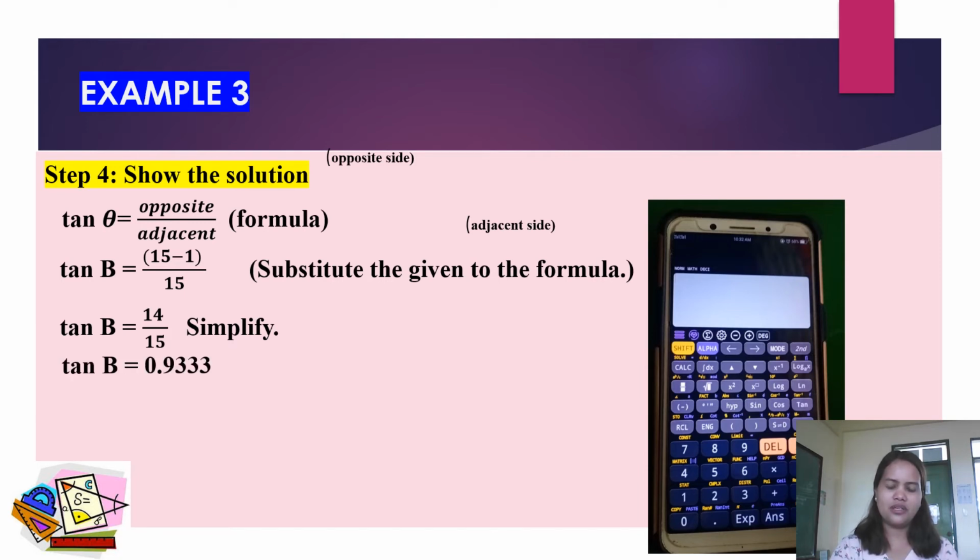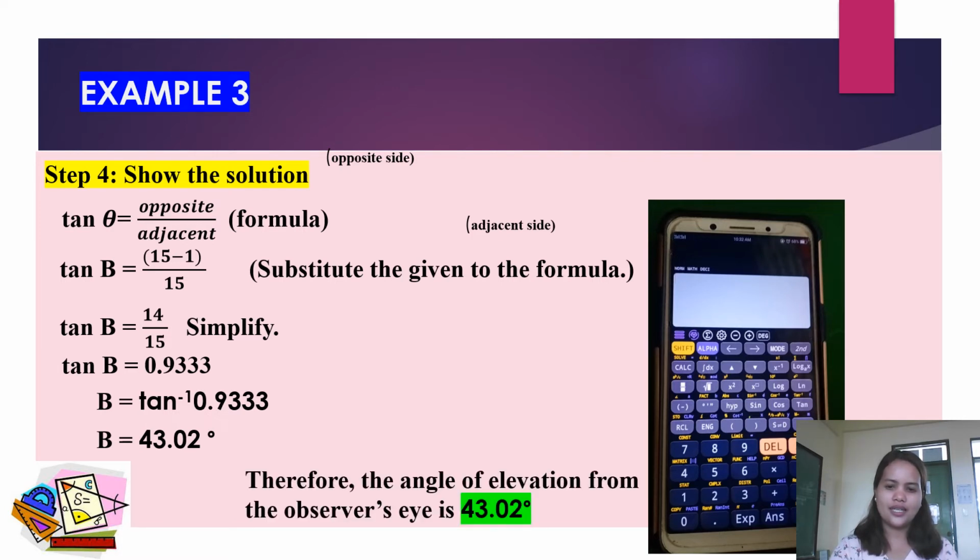Then we're going to simplify 14 divided by 15 is 0.9333. So B is equal to tangent raised to negative 1, or arctan 0.9333. Okay, so we have B equals 43.02 degrees. Therefore, the angle of elevation from the observer's eye is 43.02 degrees.